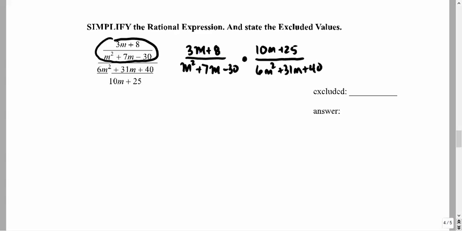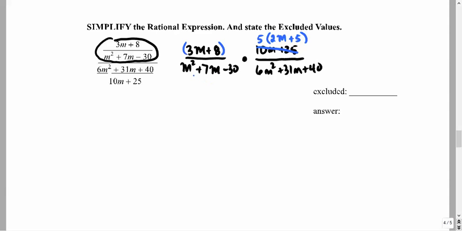3m plus a is a linear factor, or a linear binomial, but doesn't have a GCF, so I'm just going to wrap it in parentheses. 10m plus 25 does have a GCF of 5, so I'll take that out, and that leaves a 2m plus 5.